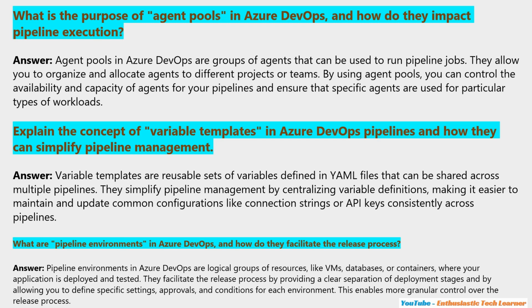What are pipeline environments in Azure DevOps and how do they facilitate the release process? Answer: Pipeline environments in Azure DevOps are logical groups of resources, like VMs, databases, or containers, where your application is deployed and tested. They facilitate the release process by providing a clear separation of deployment stages and by allowing you to define specific settings, approvals, and conditions for each environment. This enables more granular control over the release process.